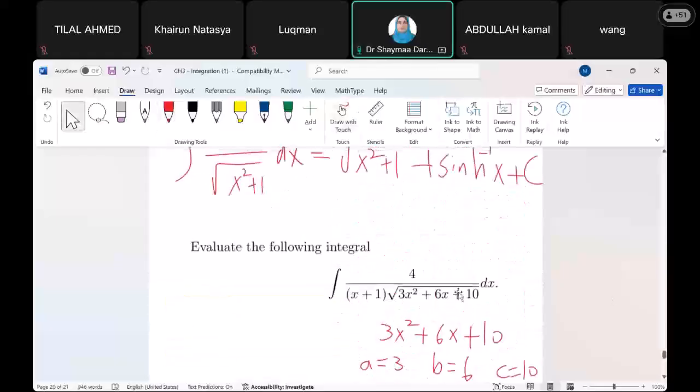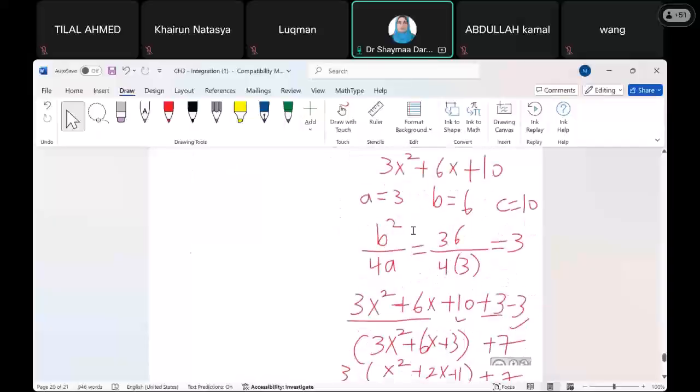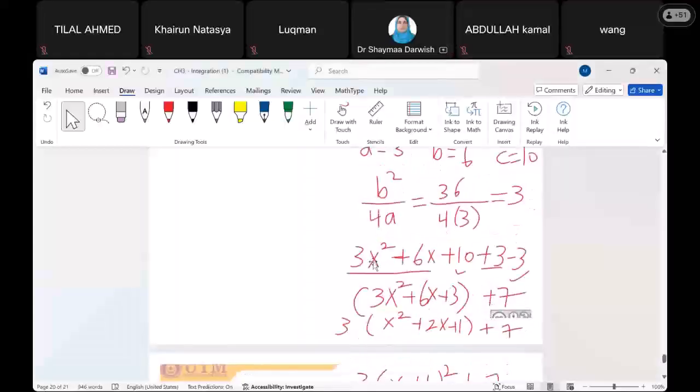Again, what I did in the first step is complete the square. To use the formula, I have to cancel this x first. A is 3, B is 6, C is 10. To complete the square, you calculate b squared over 4a, which is 36 over 4 times 3, which is 3. So you have to add 3 minus 3. The terms including x and the number that I add, which is 3, are a full square. The remaining numbers, 10 minus 3, is plus 7.